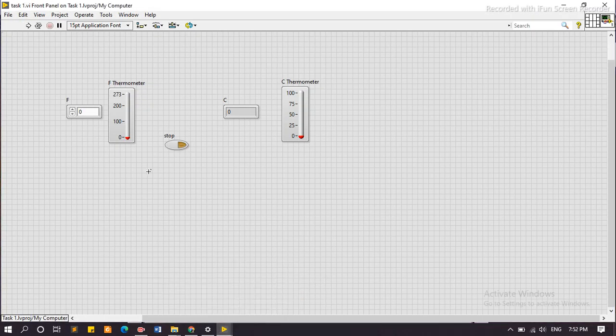Here is the first task in which we convert the Fahrenheit temperature into the Celsius temperature. Here we take the input numeric control, and here is a numeric indicator. Here are two thermometers. This is the input thermometer, and this shows the output.